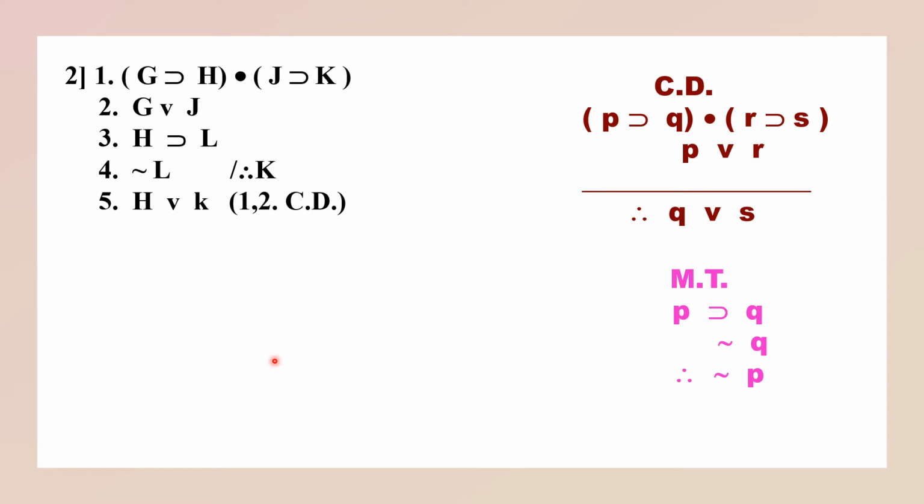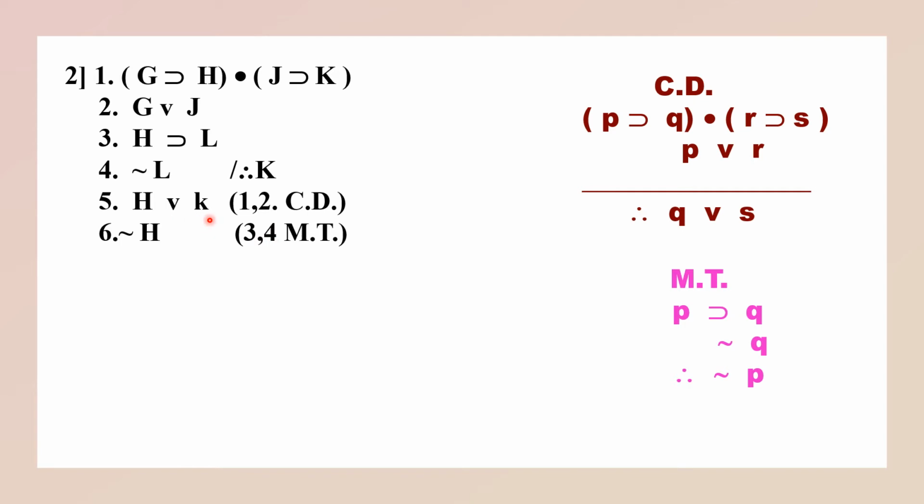Because we have the negation of the consequent with us, we'll get the negation of the antecedent. So here P implies Q, not Q, therefore not P. H implies L, not L, therefore not H. 3 and 4 MT. Now which rule can you apply here?